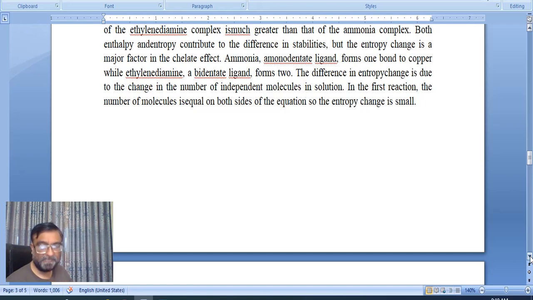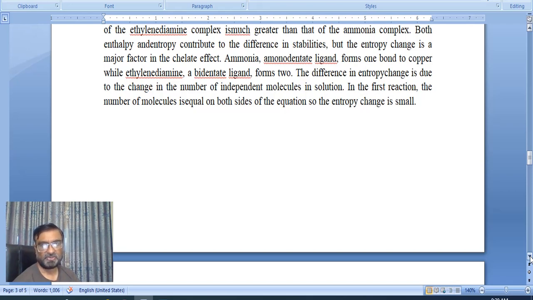Ammonia, a monodentate ligand, forms one bond to copper, while ethylene diamine, a bidentate ligand, forms two. So these are good examples to understand how chelating agents work. Ethylene diamine is a good chelating agent, phytate is a good chelating agent, oxalate is a good chelating agent. These are some examples of chelating agents and how they do their work.